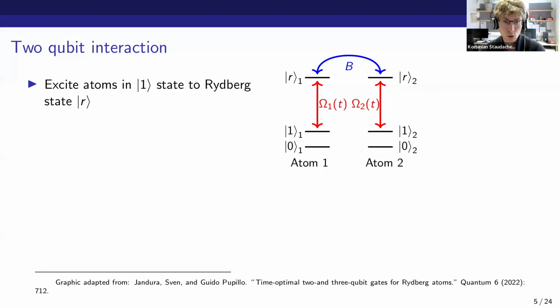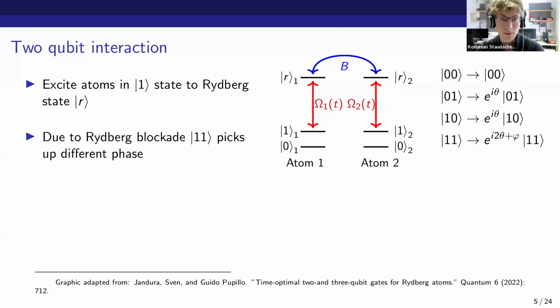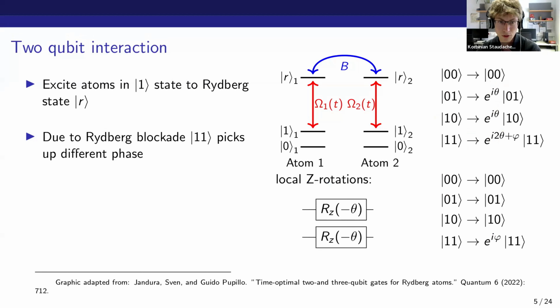And this we can use then to generate a control Z gate, because then the |11⟩ state picks up a different phase. And here you see that not only the |11⟩ state picks up a phase, but those states here as well. But we can account for this phase theta by correcting it with local Z rotations. And this then results in a version which we can pretty much use for a ZZ gate.